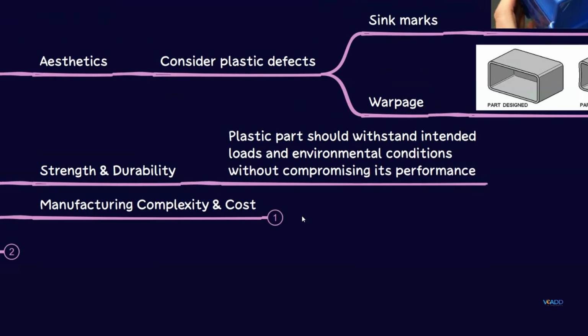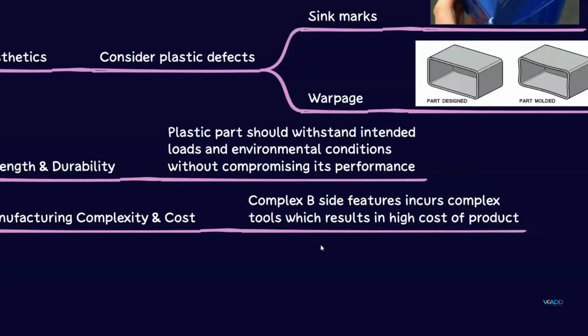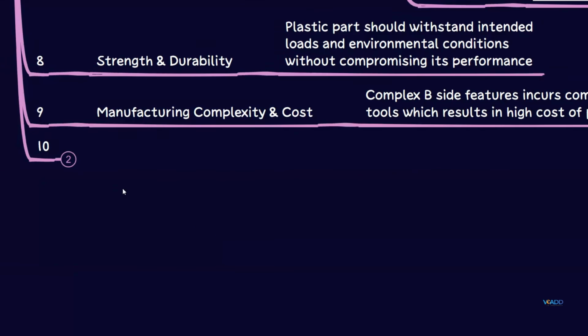Then manufacturing complexity and cost, which we almost discussed. Complex B side features incur complex tools, which results in a high cost of the product. For example, if you are adding undercuts, sliders and lifters for your B side feature, it will incur complex tooling and result in a high cost of that product. And if your product cost is high, then the customer is not going to buy that product. Correct? So you should choose a simple manufacturing method while designing the B side features. It should not be complex. Always go for the simple one.